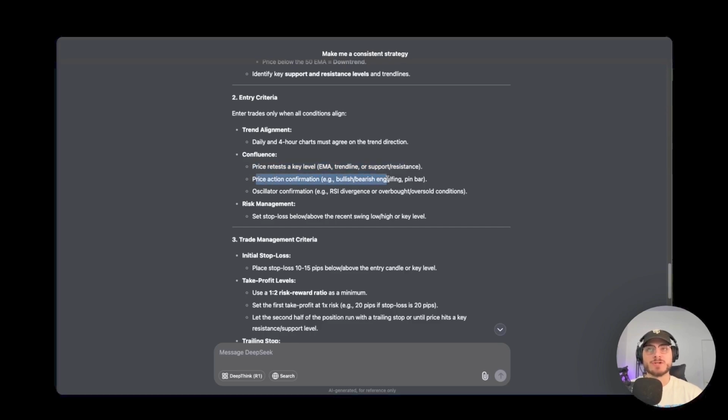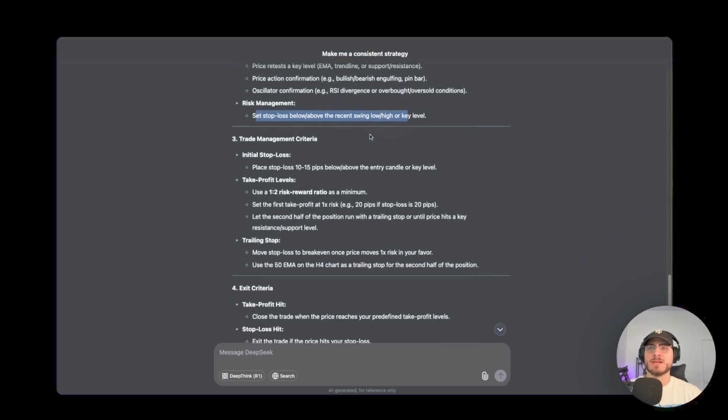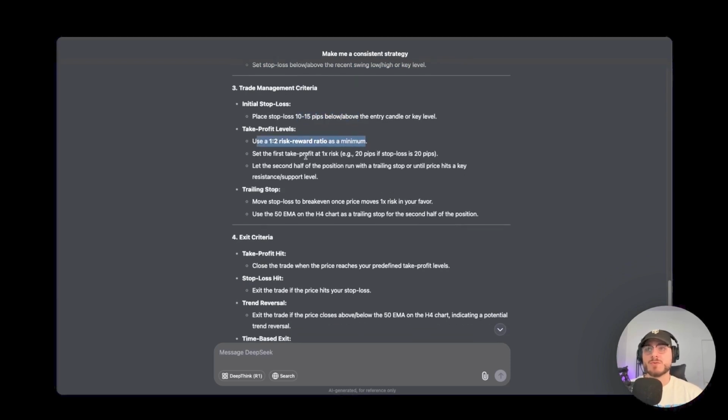if we get a bullish or bearish engulfing, and then we won't use any divergence or RSI, but stop loss below the recent swing low or swing high, above the key level or below the key level. So basically, we're going to be waiting until that's in the right trend direction, then entering based off of a bullish or bearish engulfing. Stop loss below the low or above the high by 10 or 15 pips. 1 to 2 risk to reward.